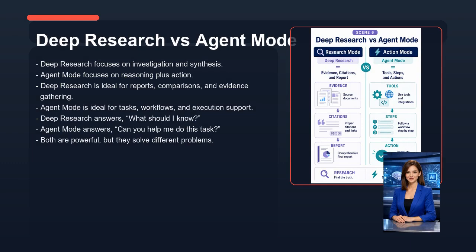Now let's look at deep research versus agent mode. Deep research focuses on investigation and synthesis. Agent mode focuses on reasoning plus action. Deep research is ideal for reports, comparisons, and evidence gathering. Agent mode is ideal for tasks, workflows, and execution support. Deep research answers, "What should I know?" Agent mode answers, "Can you help me do this task?" Both are powerful, but they solve different problems.